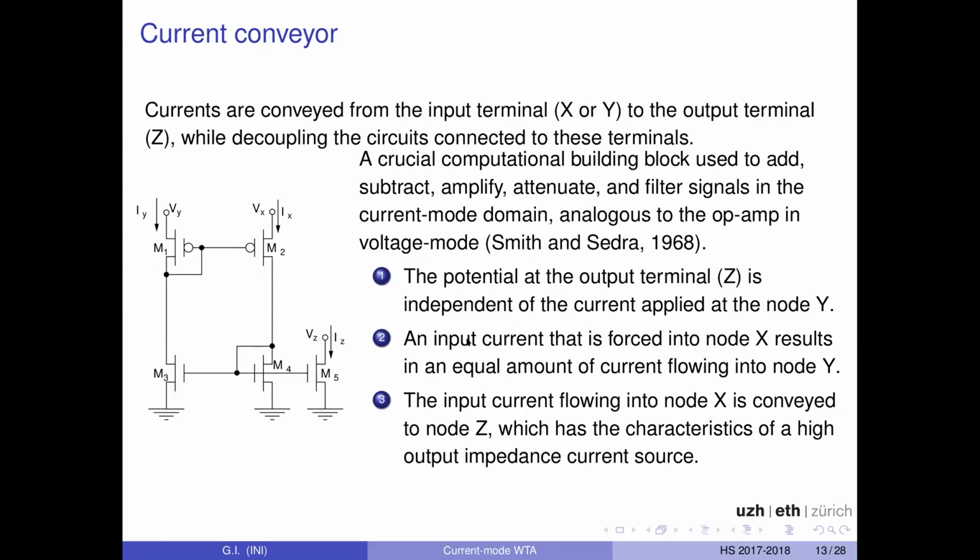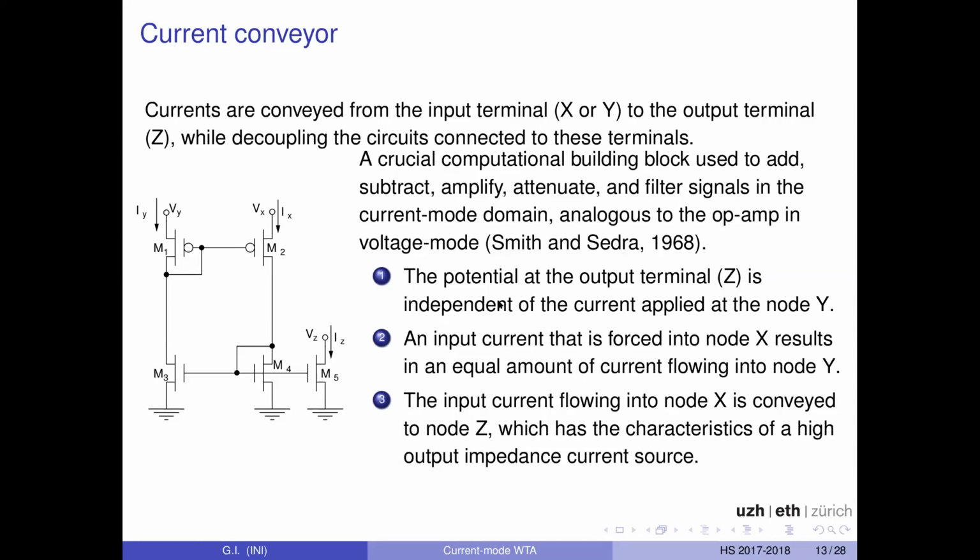So the statement here, to be satisfied by the circuit, should be: an input current that is forced into node Y results in an equal amount of current flowing into node X. Otherwise, we should just change these names, and this point 2 would be correct. But yes, this is an imprecision in this circuit schematic. The two nodes should be changed, or you just swap X and Y. That's the idea of the current conveyor, that X and Y can also be swapped.